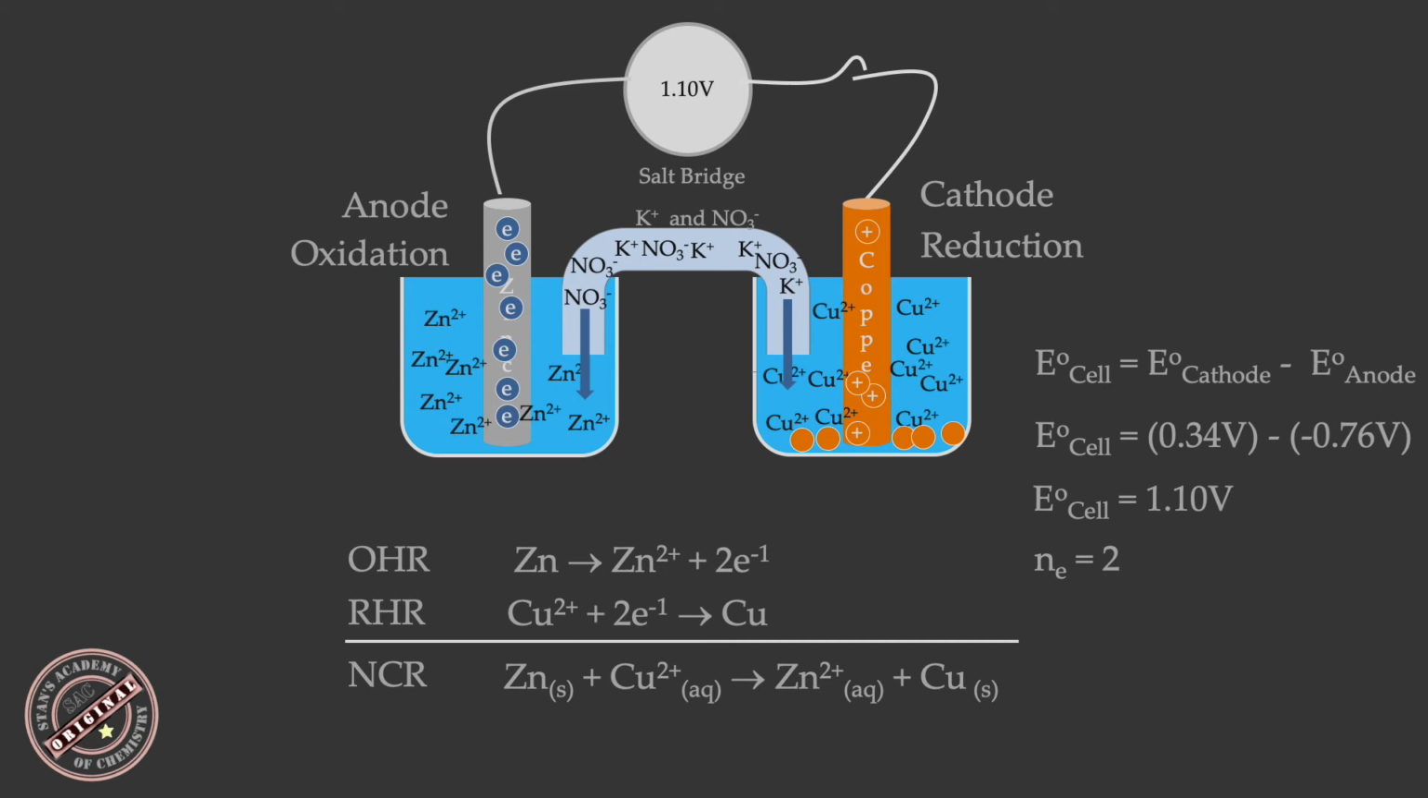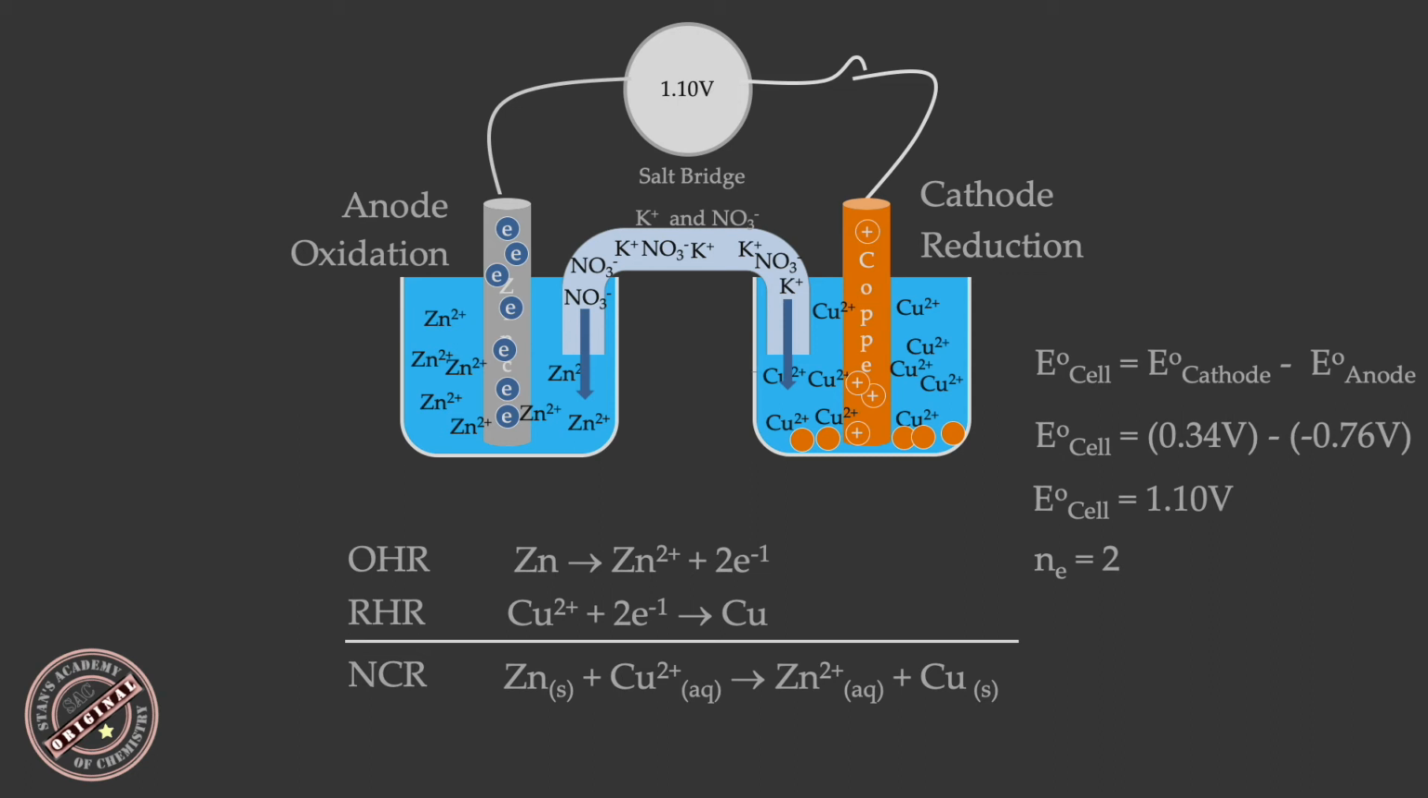You are also expected to write the reactions, the oxidation half reaction, the reduction half reaction, and add them up and write the net cell reaction. This is an expectation. So you will be expected to draw the electrochemical cell, label it as anode, cathode, or determine the electrode that would be the anode and the cathode. Write the chemical reaction that takes place at the anode, which is oxidation, and the oxidation half reaction.